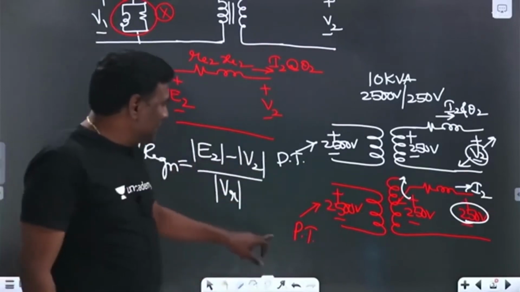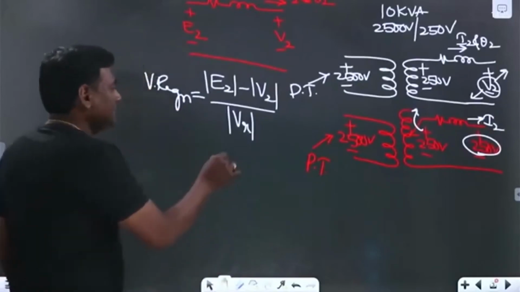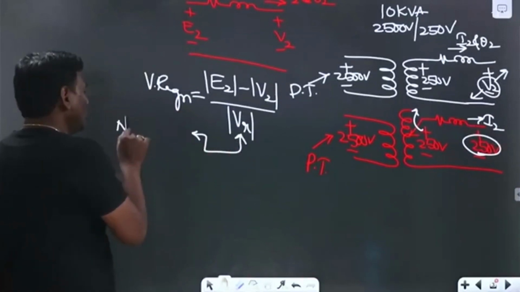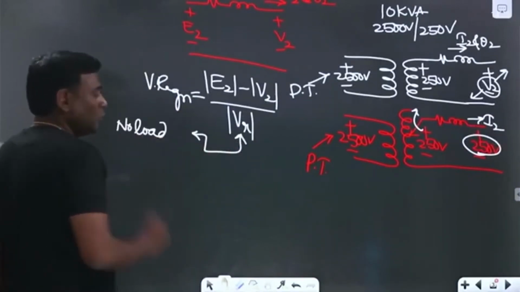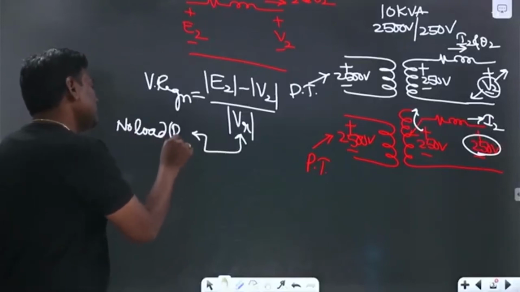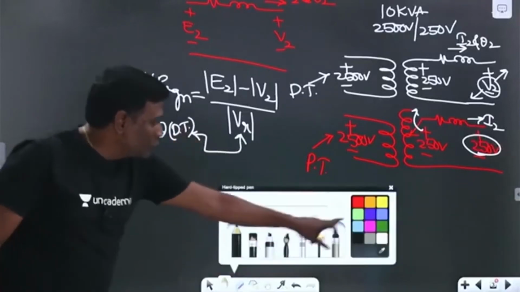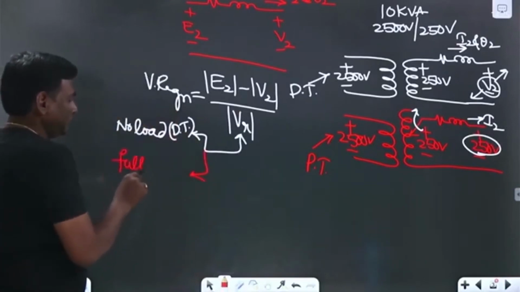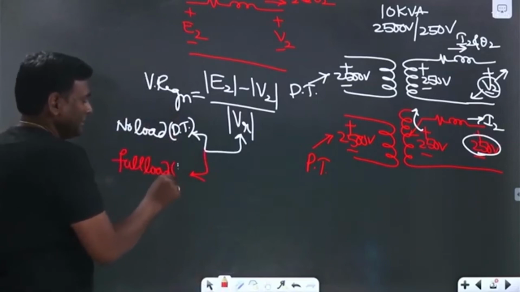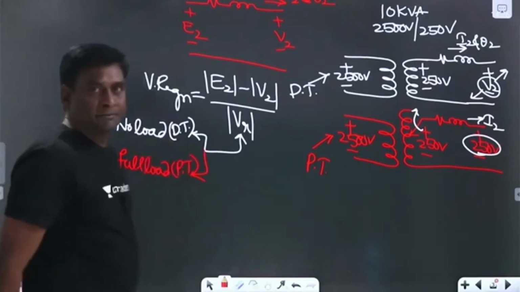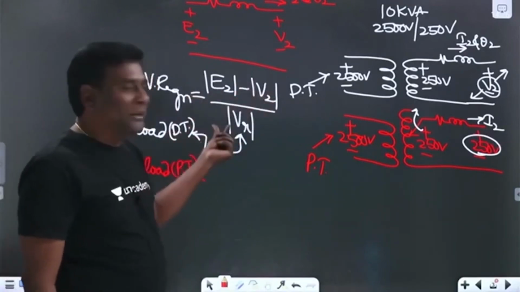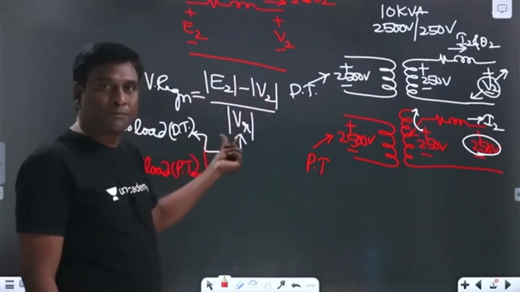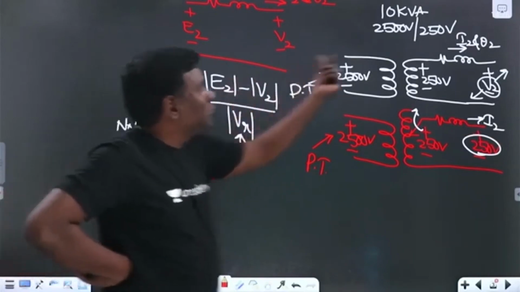Now this rated voltage is going to be no load voltage in case of distribution transformer, and the same is going to be full load voltage or any load voltage, full load voltage if it is power transformer or alternator. Means E2 minus V2 by E2, right? E2 minus V2 by V2 is also right. E2 minus V2 by E2 for distribution transformer, because E2 is going to be the nameplate detail.